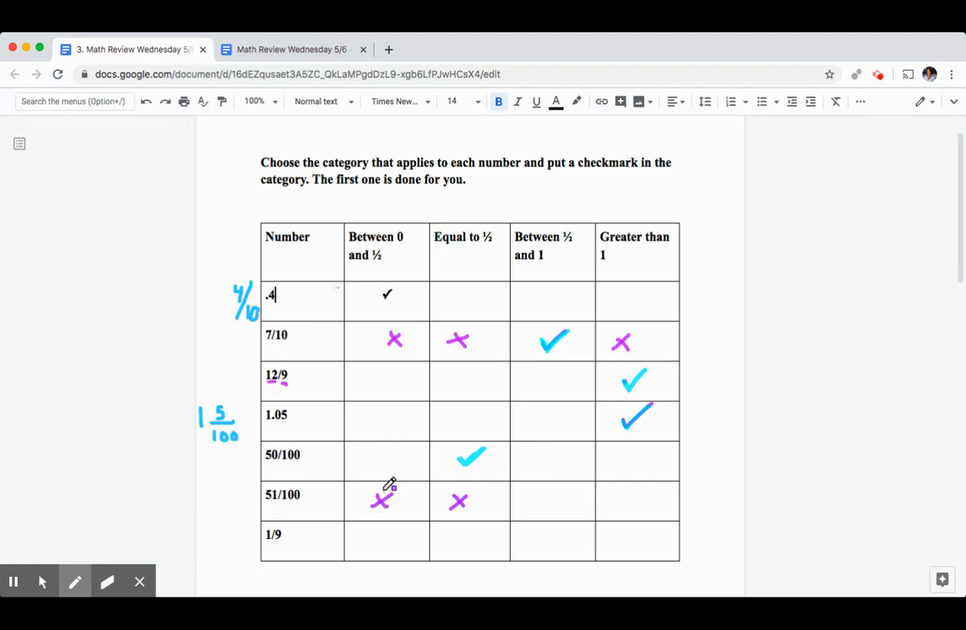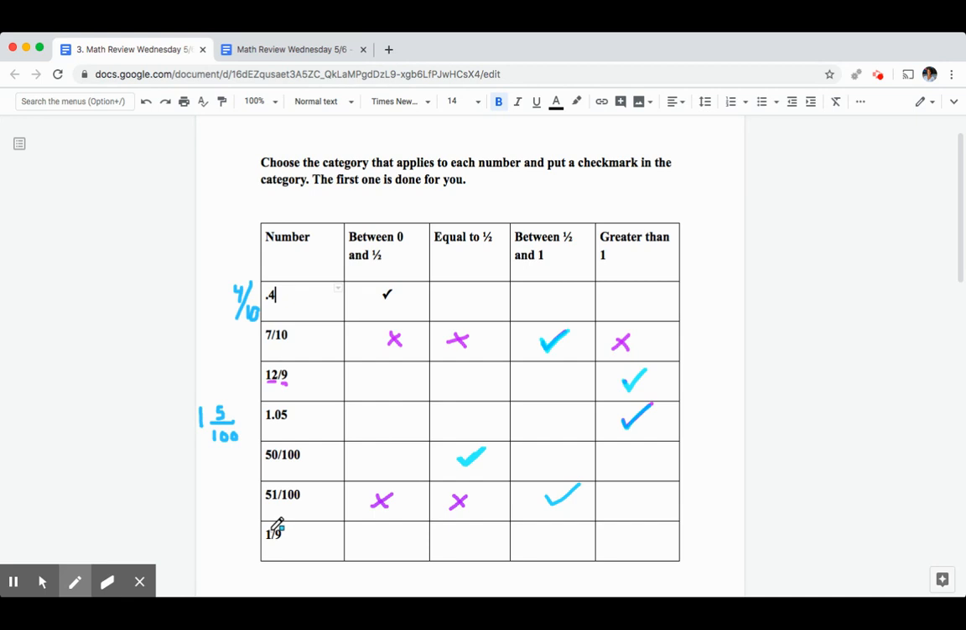Is 51/100 greater than 1? No, because 1 whole would have been 100/100, and we only have 51 of them. So our answer here is between 1/2 and 1.